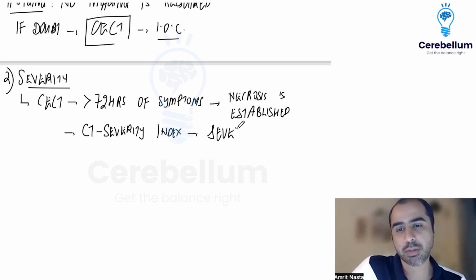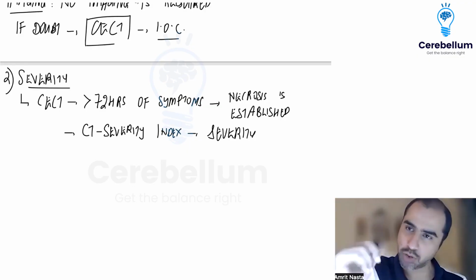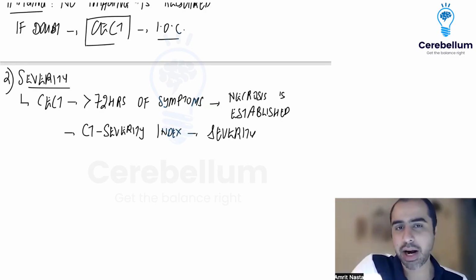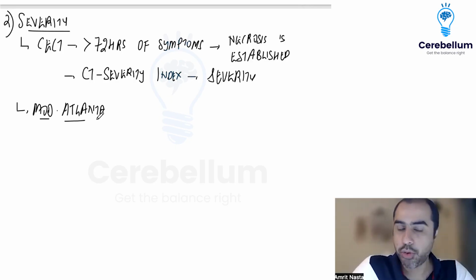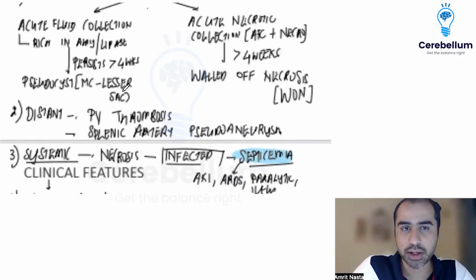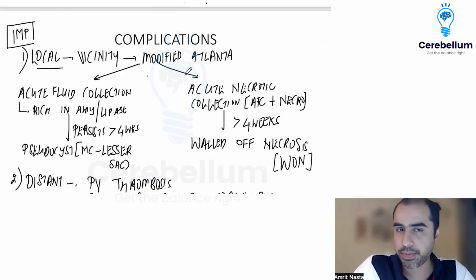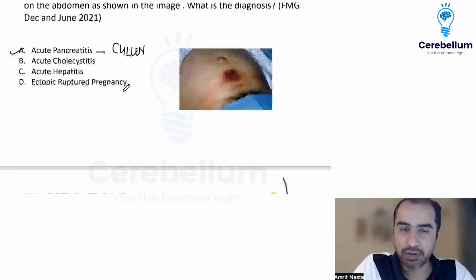Is it mild? Is it moderate? Is it severe? You don't need to know the components of the index. Just know CT can tell you whether it is mild, moderate, or severe. Okay. Better than that, there is a classification system which is also called the modified Atlanta classification for severity. You did modified Atlanta once before for pseudocyst of pancreas. You already used it here. This was also Atlanta. The same group also gave a classification for severity.